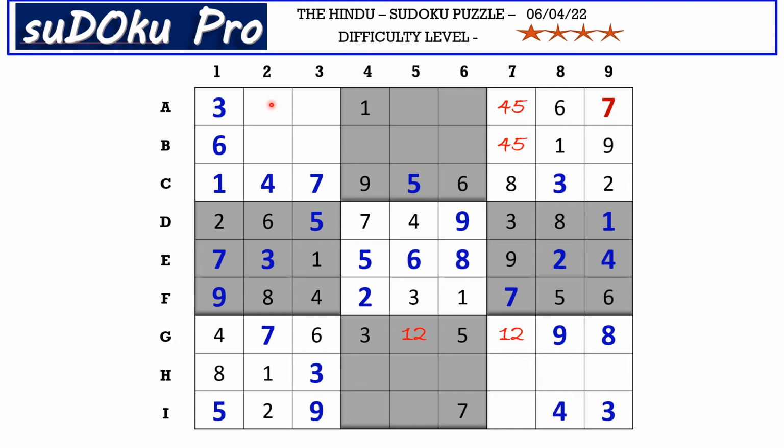In column 2, there are only 2 empty cells, and the missing numbers are 5 and 9. There is a 9 here in B row. So A2 takes 9 and B2 takes 5. This 5 cancels out the 5 here. B7 is now 4 and A7 is 5.